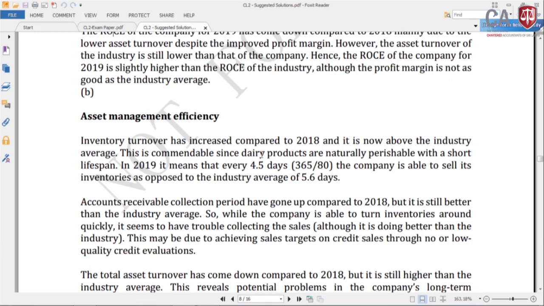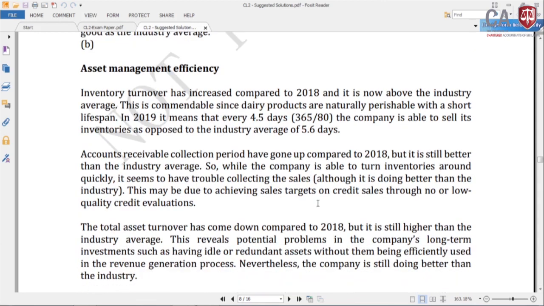In 19, it means that every 4.5 days the company is able to sell its inventories as opposed to the industry average of 5.6 days. Accounts receivable collection period have gone up compared to 18, but it is still better than the industry average. So, while the company is able to turn inventories around quickly, it seems to have trouble collecting the sales, although it is doing better than the industry. This may be due to achieving sales targets on credit sales through no or low quality credit evaluations.